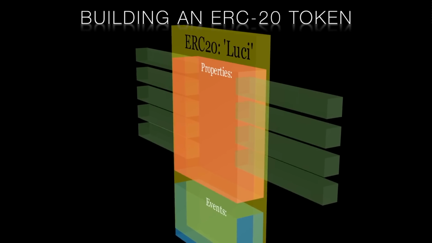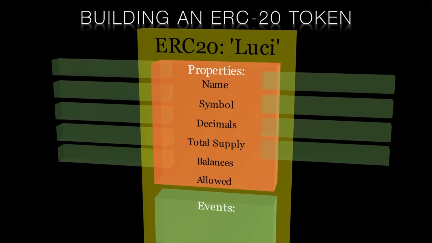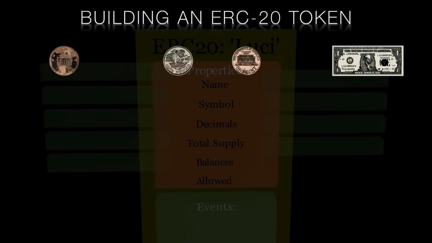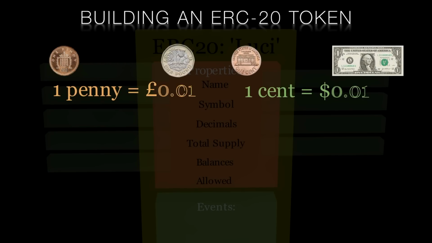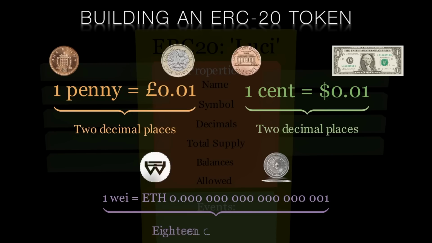Our example token will be called the Lucy with a symbol LUCI. It will also need a decimals value. This is the number of decimal places that the smallest denomination of our currency will have. As an example, British pounds and US dollars have a decimal value of 2. The smallest denomination of the dollar is the cent. The smallest denomination of the pound is the penny. A single penny and a single cent are represented using 2 decimal places. By convention, tokens on the Ethereum blockchain have a decimals value of 18, giving very small fractional denominations.